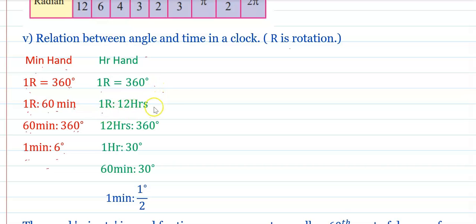That is, 1 rotation is in 12 hours. It means that in 12 hours, how much does it go? It covers a 360 degree angle. And therefore in 1 hour, that is 360 upon 12, you get 30 degrees. Means what? In 1 hour it covers the angle of 30 degrees. 1 hour means what? 60 minutes. That is equal to 30 degrees.